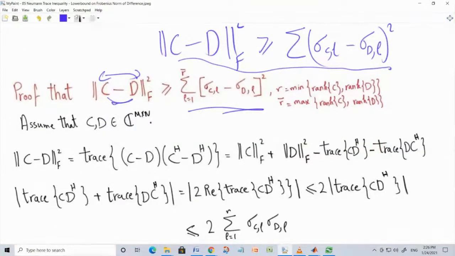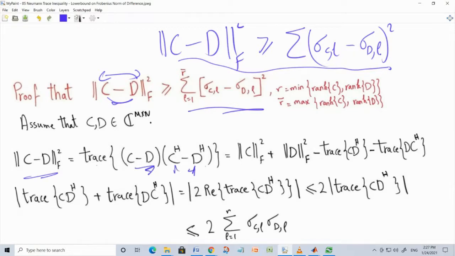So here's basically quickly the idea. The Frobenius norm squared is the trace of the matrix multiplied by the Hermitian of the matrix. Again, the original definition of the Frobenius norm is that it is the square root of the sum of the magnitude squares of the elements of the matrix, and the square of the Frobenius norm can be nicely expressed in terms of the trace of the matrix multiplied by its Hermitian.